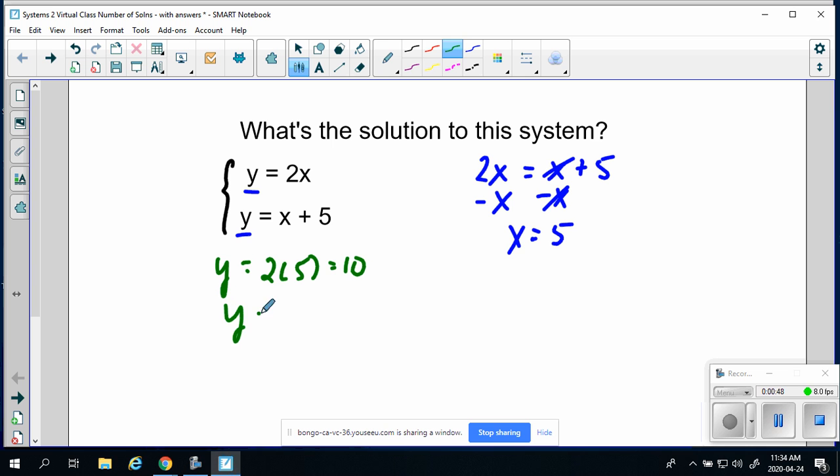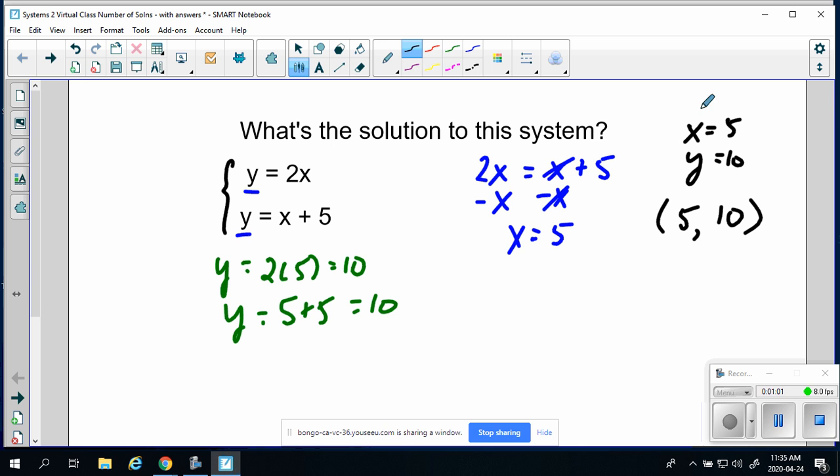If you choose the other one, it still works. So when you're giving your final answer, you can either write it like this, x is 5, y is 10, or you can write it as a set of coordinates, (5, 10). These would be your final answers.